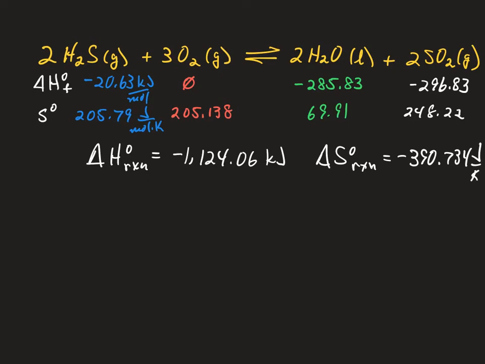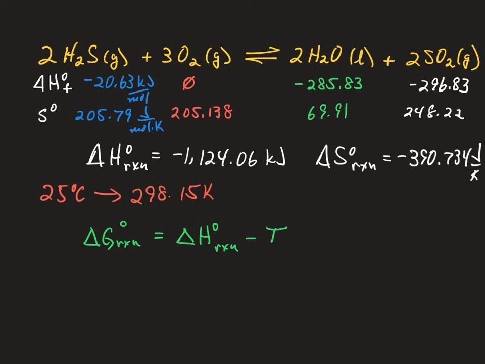Okay, so now at standard conditions, we said standard conditions were 25 degrees Celsius or 298.15 Kelvin. We have to work in Kelvin. And so we can find that our delta G for our reaction under standard conditions is going to be our delta H for our reaction under standard conditions minus the temperature in Kelvin times the delta S for the reaction under standard conditions. Now, one thing we have to note here.